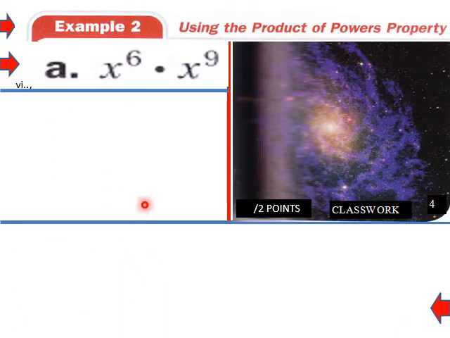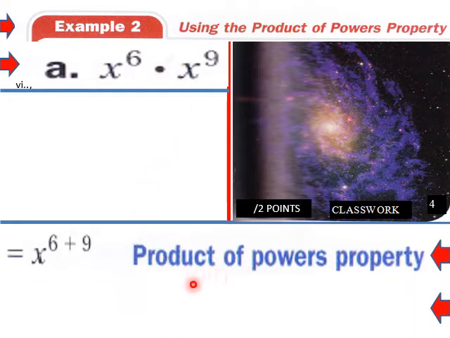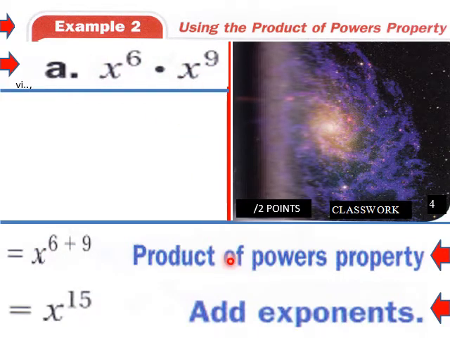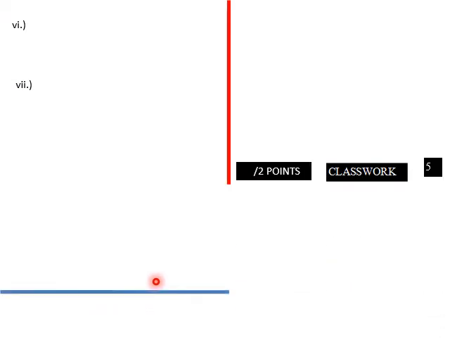Okay, we're going to go to example 2. We're going to jump right to example 2. Example 1 is available in one of the other sections. What do we have here? x to the 6th times x to the 9th. We just add our exponents up here. We have the same base, x, so we use the product of powers. And we get x to the 15th.